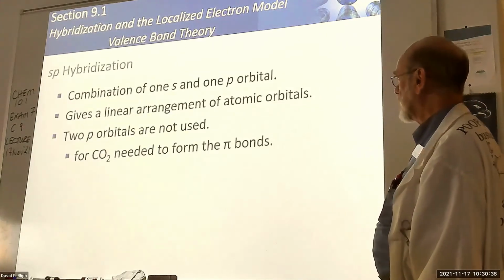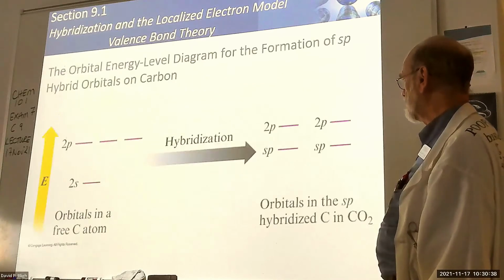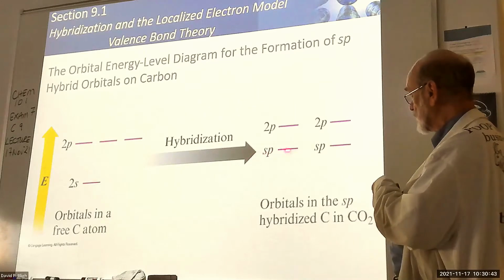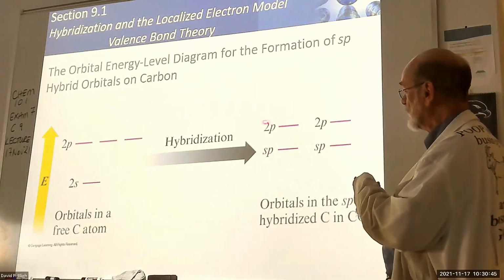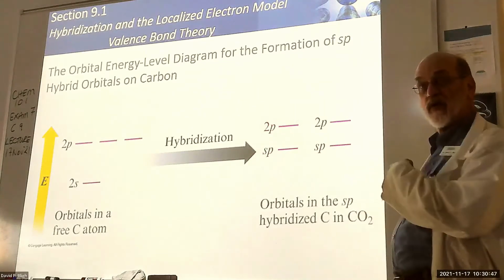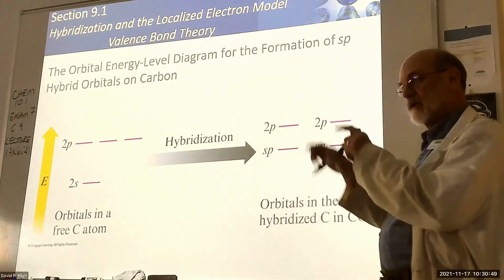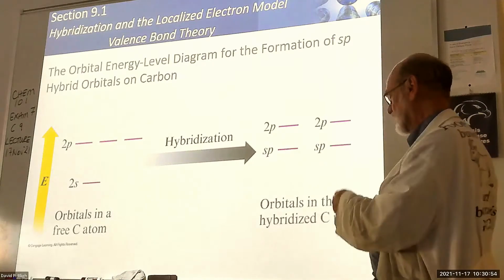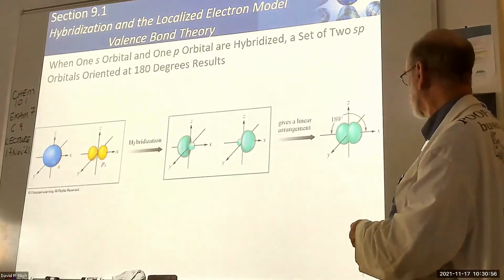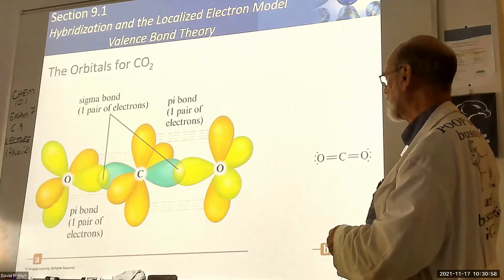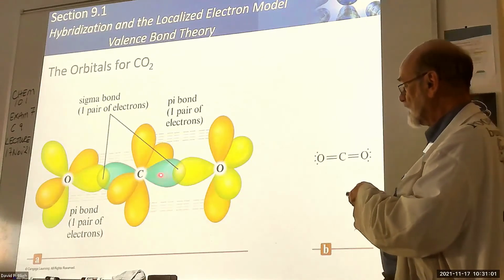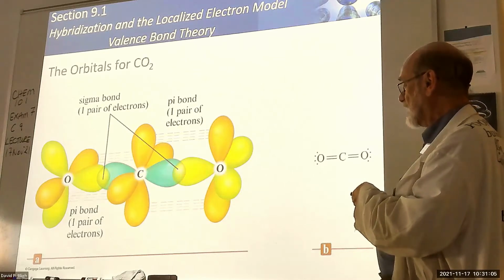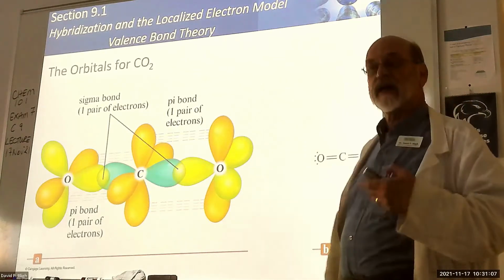So let's see. Here we only hybridize one p and one s, which gives us two sp orbitals, and we have two unused p orbitals. Okay, and they're in right angle planes. One's this way, one's that way. So I think you can probably see where this is going. Here we go. So here are the sp hybridized orbitals. And while we're at it, oxygen has to hybridize also.